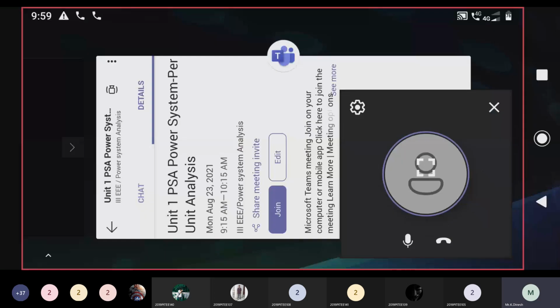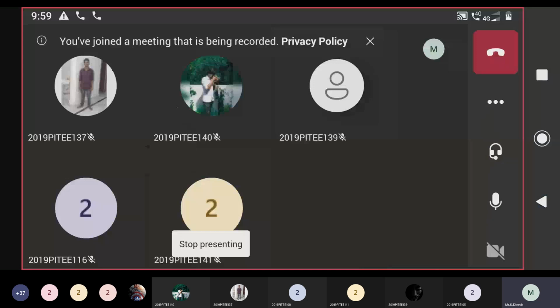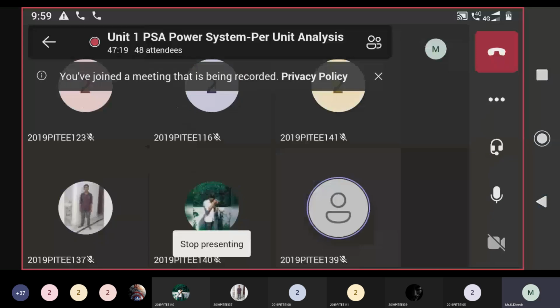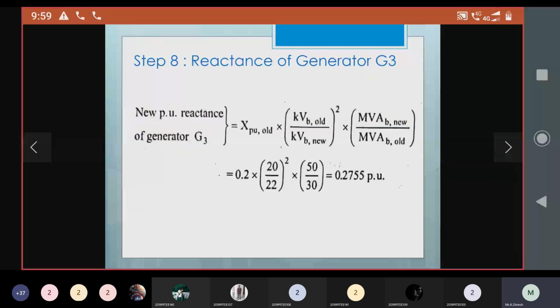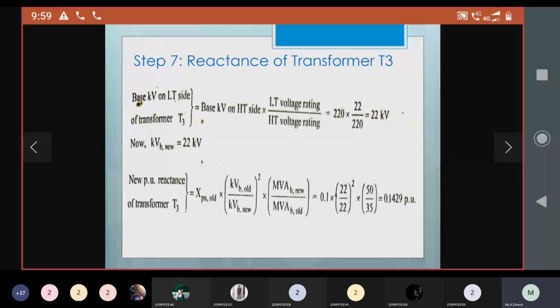Okay. So your reactance of the transformer T3. So there is a change of base again. So kVb on HT side into LT by HT. So kVb on HT side is 220, LT rating is 22, and HT voltage rating is 220. So 220 get cancelled, you have 22. So hereafter your kVb is 22 kV.